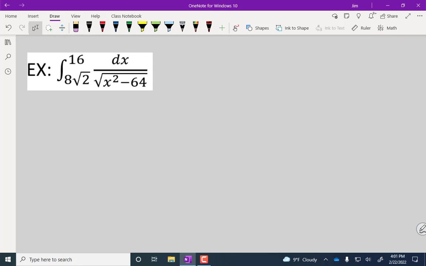Okay, so let's go ahead and do this one. What do you think, sine, secant, or tangent? Secant, right? Because we're going to try to force this into a difference of squares with a trailing one, so we'll factor out the 64. The difference of squares with the trailing one will be secant. So we have 8 root 2 and 16 as our limits. I'm factoring the 64 out of the denominator, so it stays in the denominator. And what will our single square in there be? x over 8 squared. Once we factor out this 64 and that 64, we're left with x squared over 64, which is x divided by 8 squared.